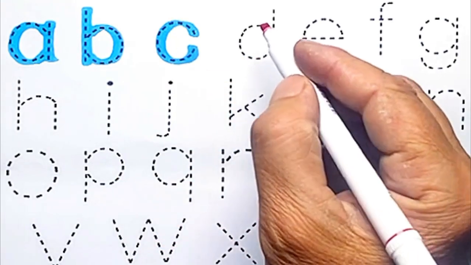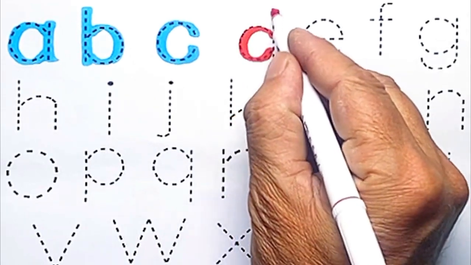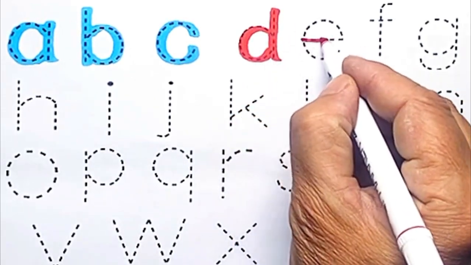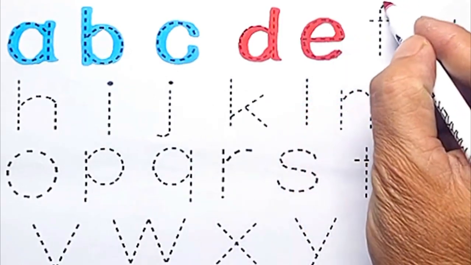A for apple. B for ball. C for candy. D. Red color. D for doll. E. E for egg.